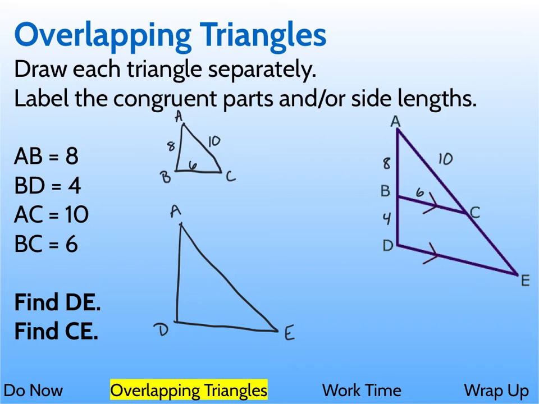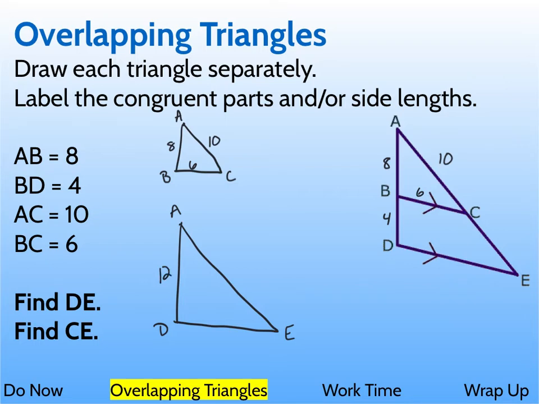And then, if we're looking at this, to find AD right here, we don't have AD, but we have AB and BD. So if we add 8 plus 4, that'll give us this whole length AD. So right there, that is 12.